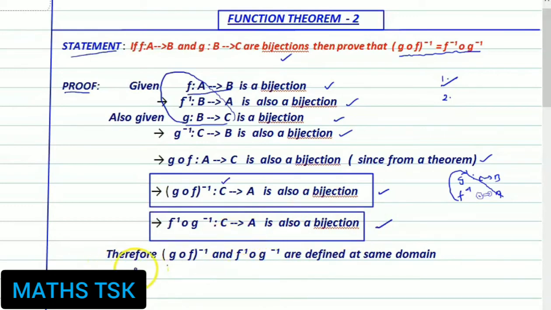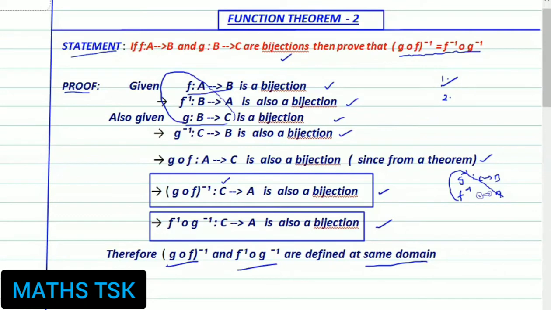Therefore, what we can conclude from these two is that (g∘f)⁻¹ maps C to A, and f⁻¹∘g⁻¹ maps C to A, and both are bijections. They are defined at the same domain, and the codomain is also equal, no problem. So what we have to prove is that they are defined at the same domain. So the first one is proved.